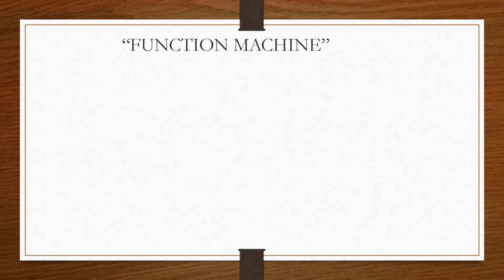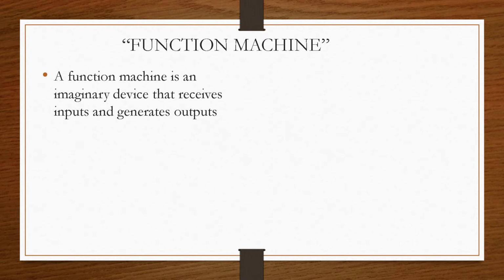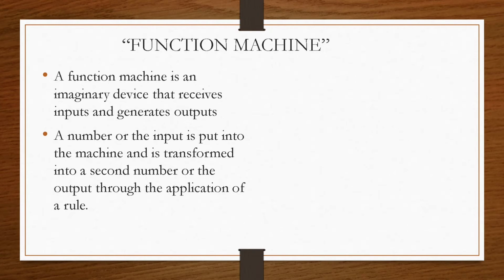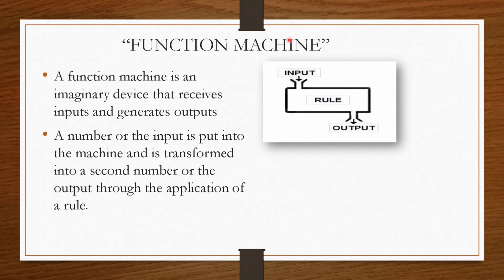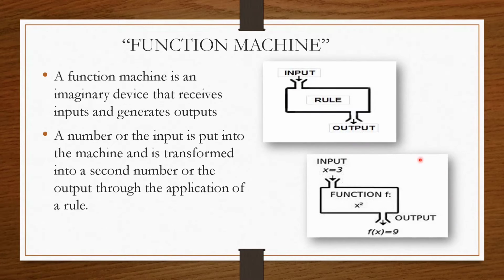Okay, next, function machine. A function machine is an imaginary device that receives inputs and generates outputs. A number or the input is put into the machine and is transformed into a second number or the output through the application of a rule. In this picture, this is the function machine, where you put the input here and the rule here, and the result will be the output. In the second picture is the example, where we put the input x equals 3 and the function is x squared. The output will be f of x is equal to 9. 3 squared is equal to 9, and that's correct.